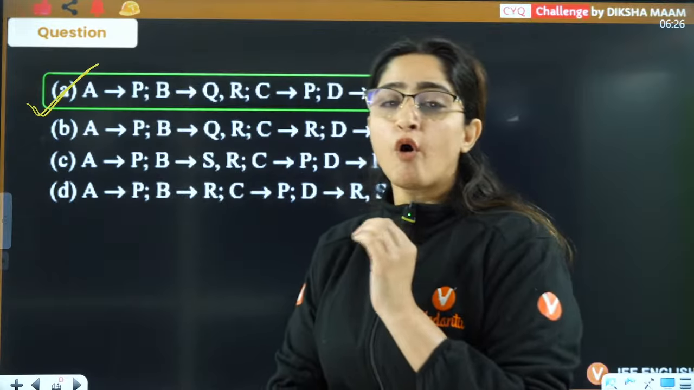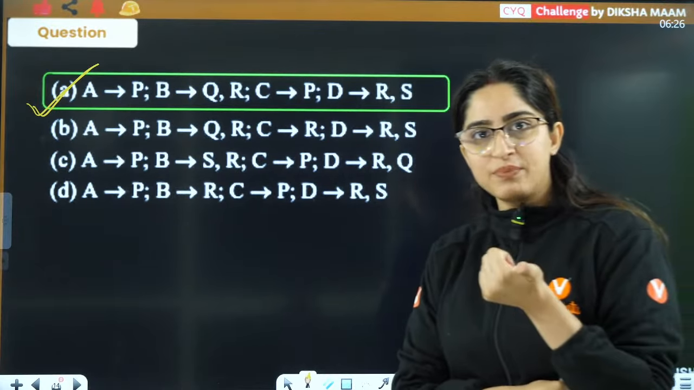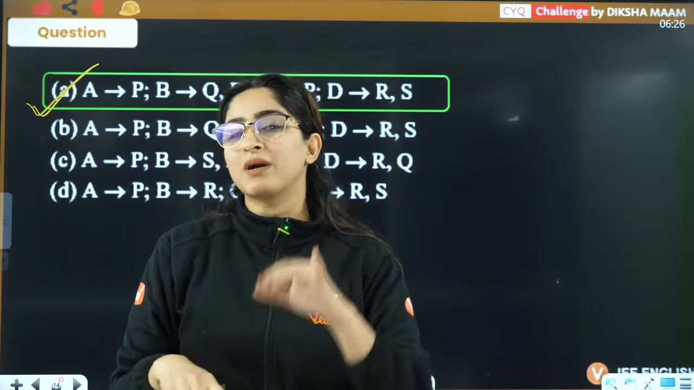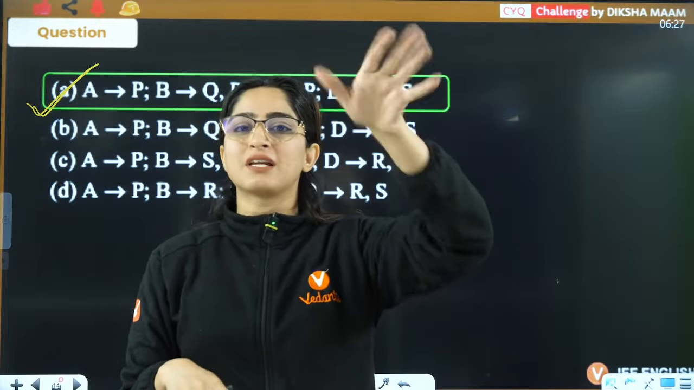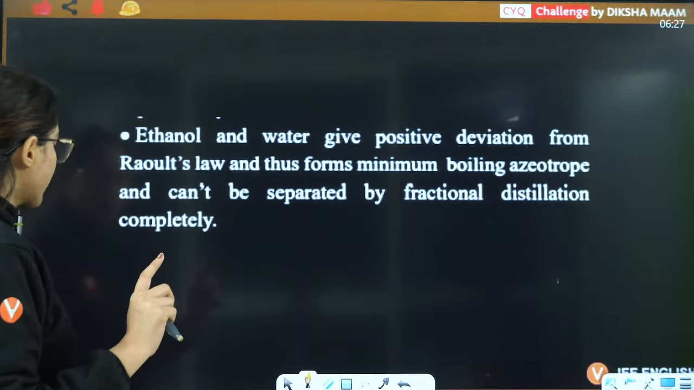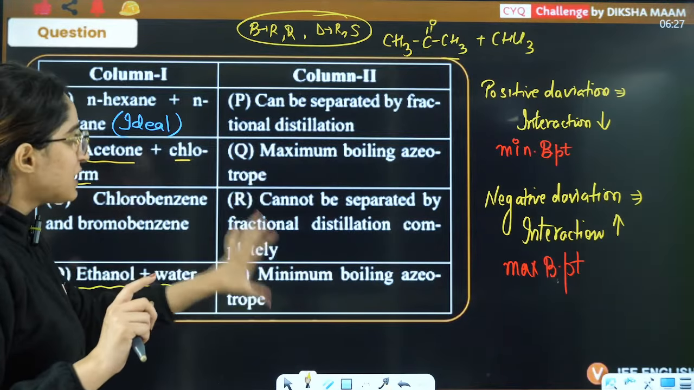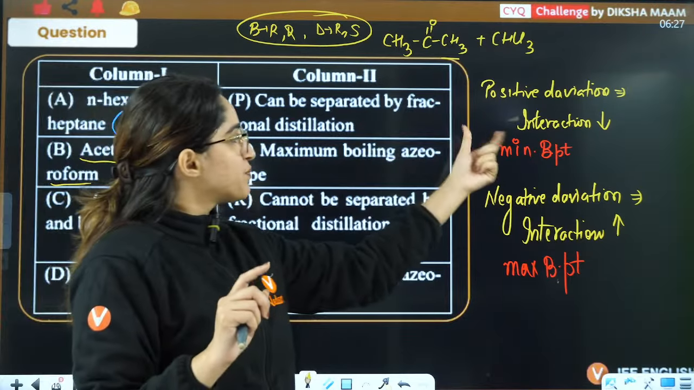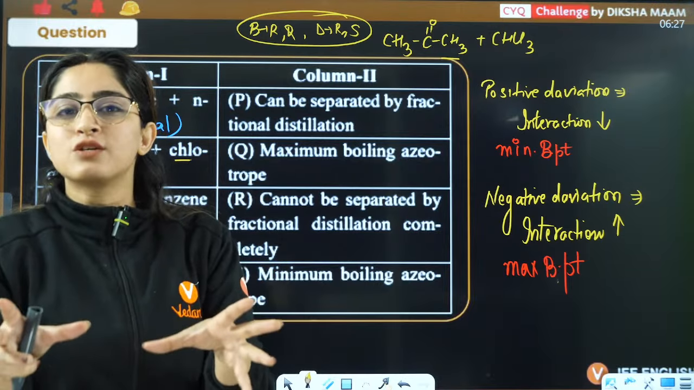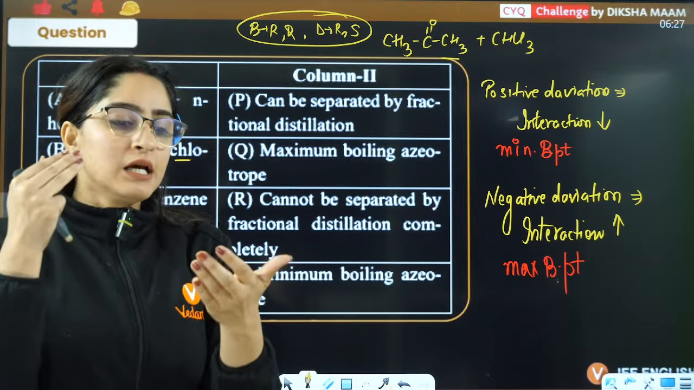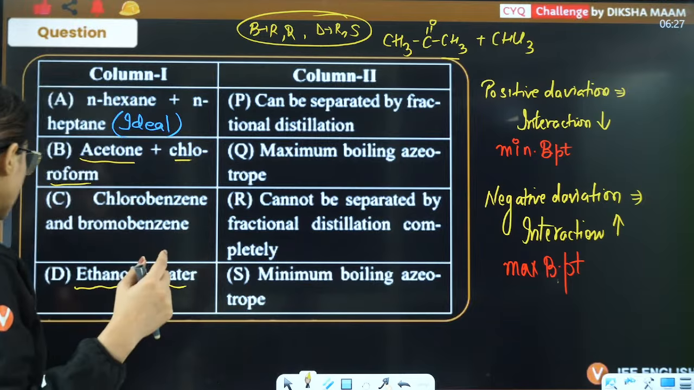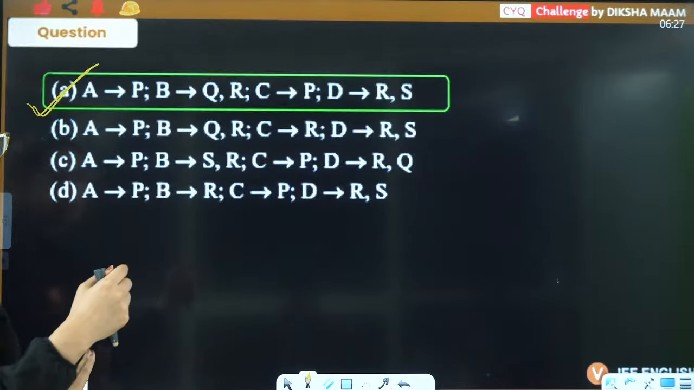So that was a very important question based on examples. This was the example of positive and negative deviation from ideal solution, but it's not just positive deviation and negative deviation. It is telling you so many things. It is telling you how you can tell, based on fractional distillation, whether it's a minimum boiling azeotrope or maximum boiling azeotrope, and what the properties of azeotropes are: azeotropes cannot be separated by fractional distillation, but ideal solutions can be separated by fractional distillation, right?